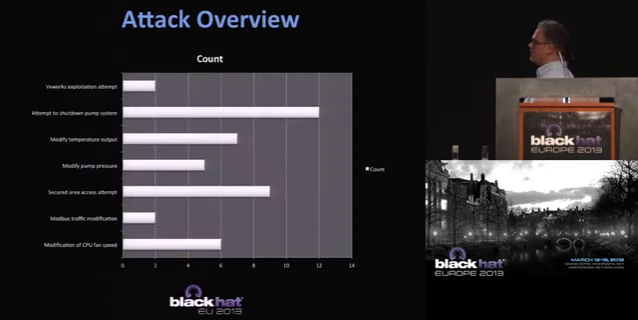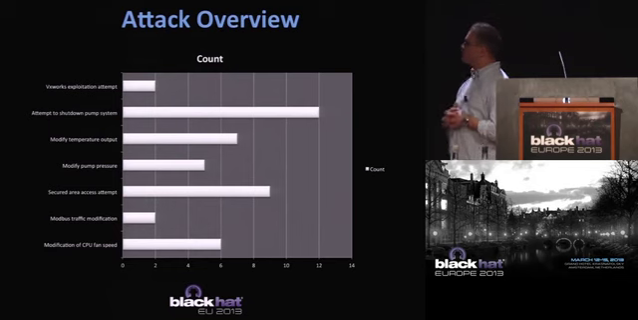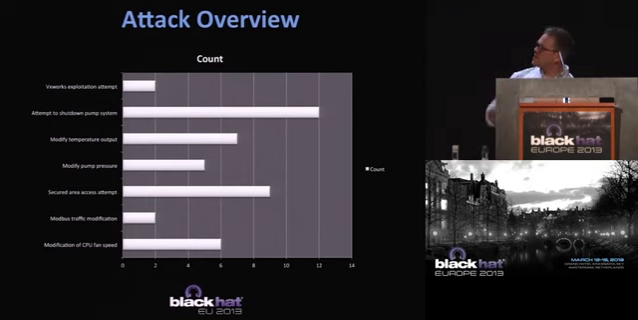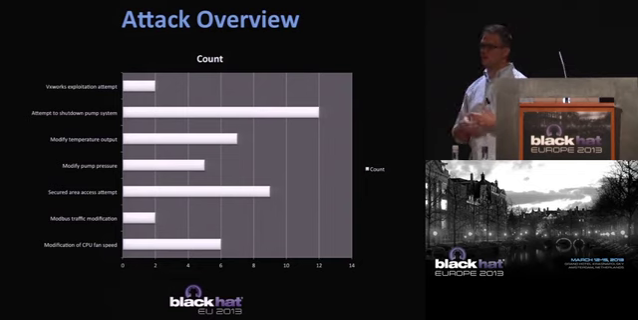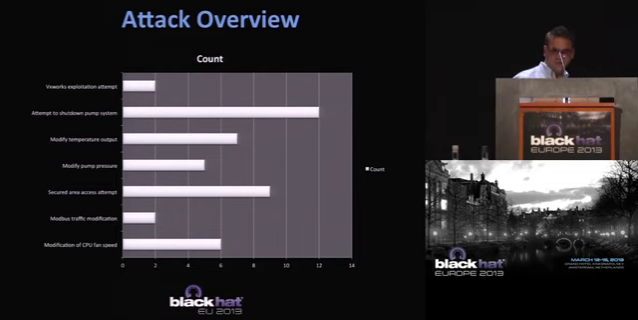An attack overview. So this kind of gives you a decent idea of what you're looking for. VxWorks exploitation attempt. There were 2 of those. So that would have been someone going out, probably attempting an Nmap scan, something like that, seeing that VxWorks was running, and then attempting to actually exploit that particular service.